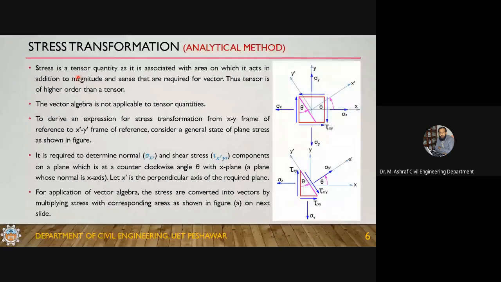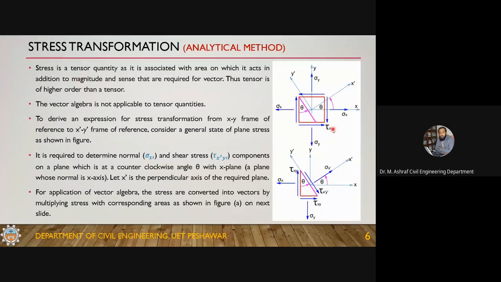For a scalar quantity you require a magnitude only. For a vector quantity you require magnitude and a sense. And for a stress, which is a tensor quantity, you require magnitude, sense, and another requirement. For stress, that another requirement is the area on which it is acting. So stress is associated with the area on which it is acting.